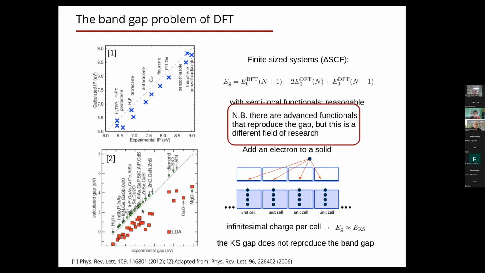But here it's important to have a note. There are advanced functionals in the literature which are able to reproduce the fundamental gap, but this is still a matter of research, and usually they take more computational time than density functional theory with a local or semi-local functional. So there are alternative strategies with respect to the one I'm going to show you today, but this possibility will not be covered in this lecture.